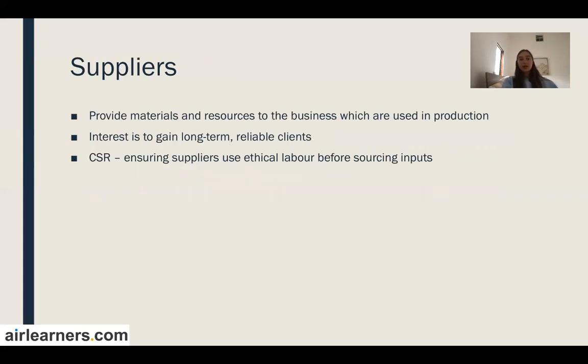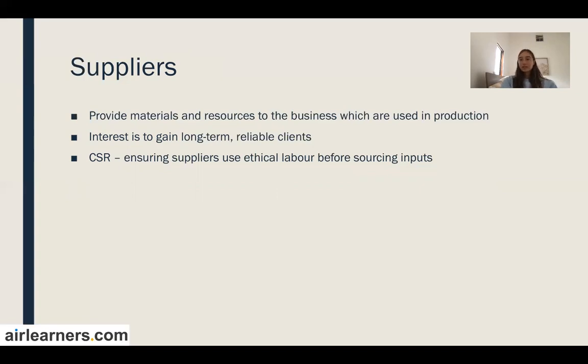The next stakeholder is a supplier. As we said before, suppliers provide materials and resources to the business, which are then used in production. Suppliers want to gain long-term and reliable businesses to deal with. When implementing corporate social responsible practices, the business can ensure that the suppliers they're dealing with use ethical labor practices. We call it a code of conduct.